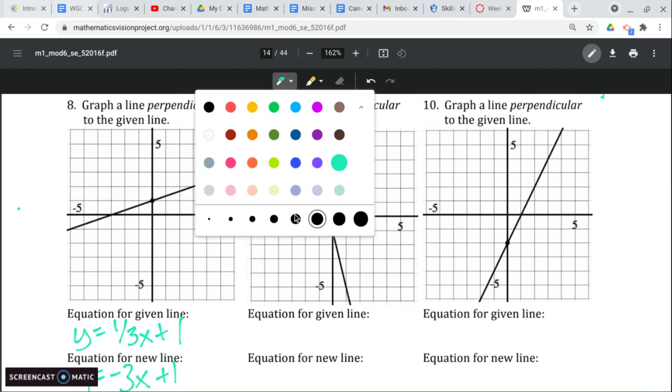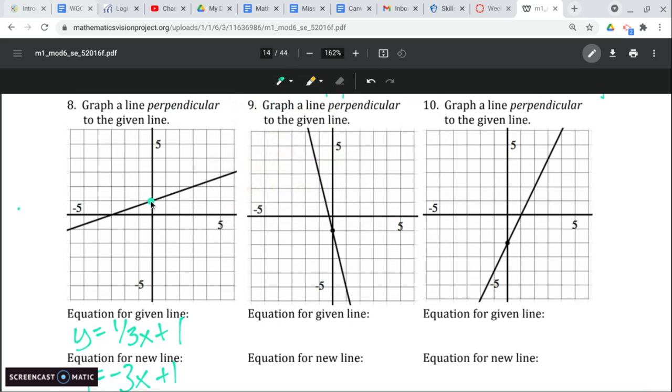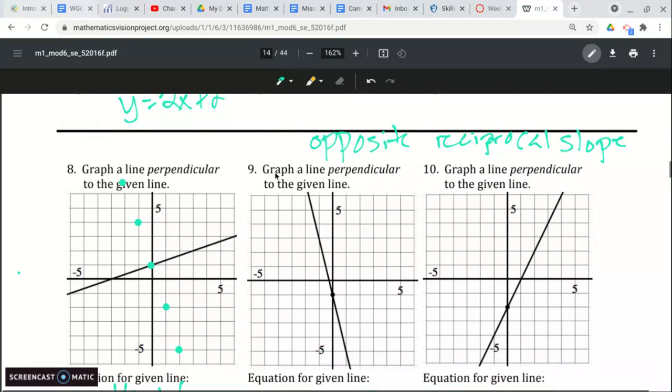Now to graph this out, the starting point is here at the exact same point as the other one, 1. But now I'm going to go down 1, 2, 3, and over 1. Down 1, 2, 3, and over 1. Come back here and go up 1, 2, 3, and over 1. Up 1, 2, 3. I know it went off the graph, but oh well. And so there is our perpendicular line. If you look, you can see that these are going to intersect at a right angle. So you know you have that perpendicular line. But remember, perpendicular lines have to have opposite reciprocal slopes.